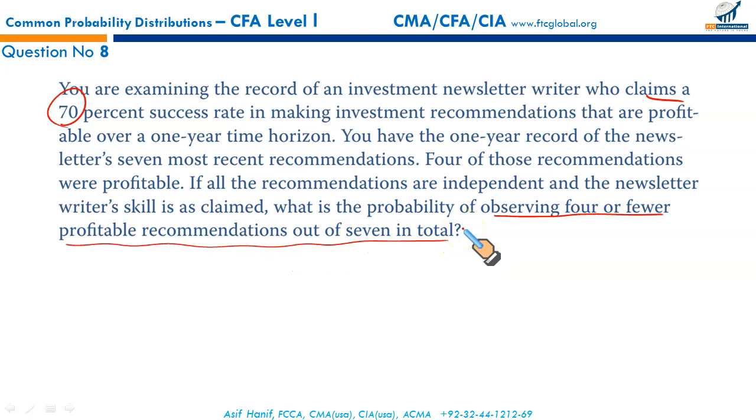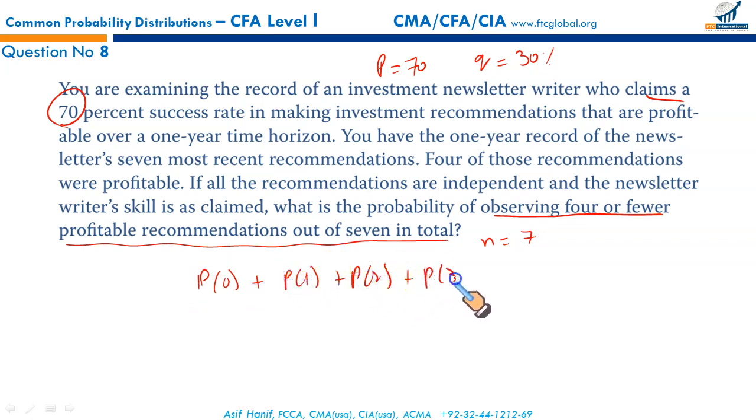So instead of going for our observed value, let us test his claim. He claims his P to be 70%, and of course Q would then be 30%. Out of those total 7, we need to see the probability of observing 4 or fewer profitable recommendations. That means you are going to add up all the probabilities from P0, P1, P2, P3, and P4. 4 or fewer could mean 0, none out of those 7, or as high as 4, so 0 to 4.